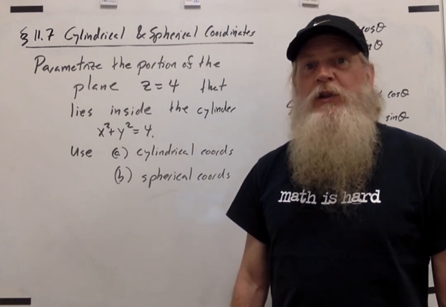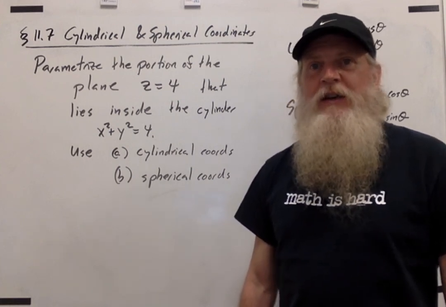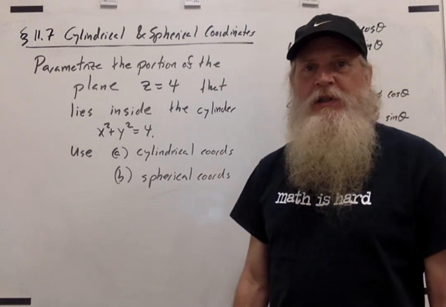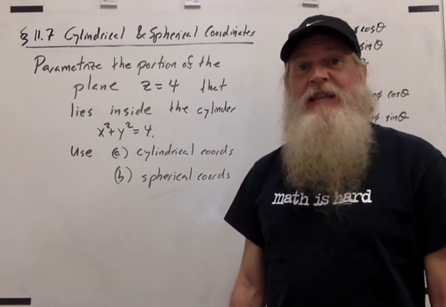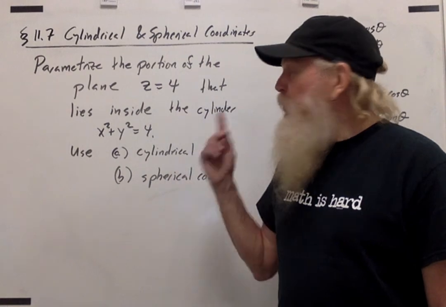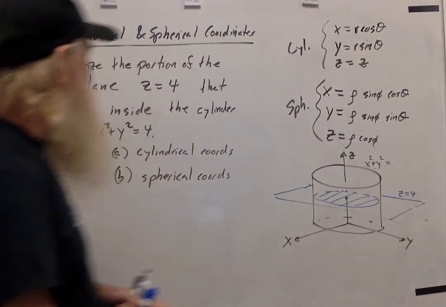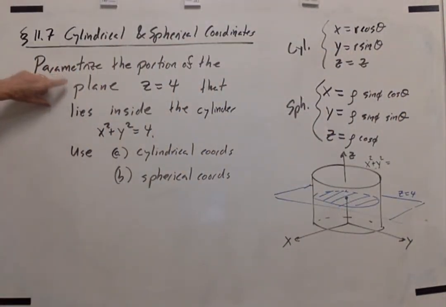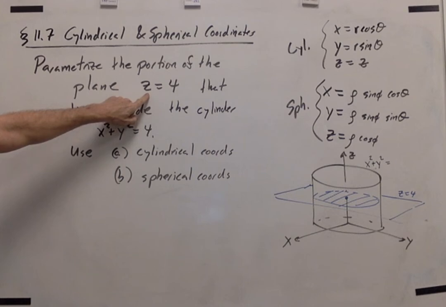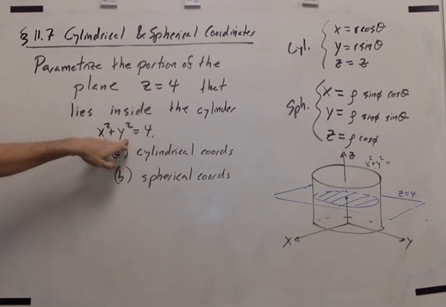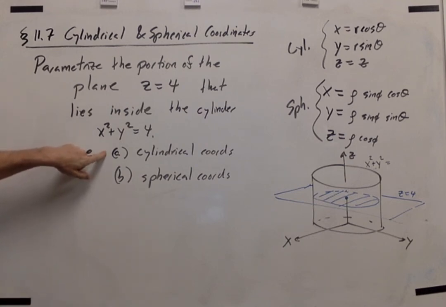In this video, we're going to do a comparison of cylindrical and spherical coordinates by parameterizing the same surface both ways. So here what I want us to do is parameterize the portion of the plane z equals 4 that lies inside the cylinder x squared plus y squared equals 4. First of all, we're going to do it using cylindrical coordinates, and then we're going to do it using spherical coordinates.